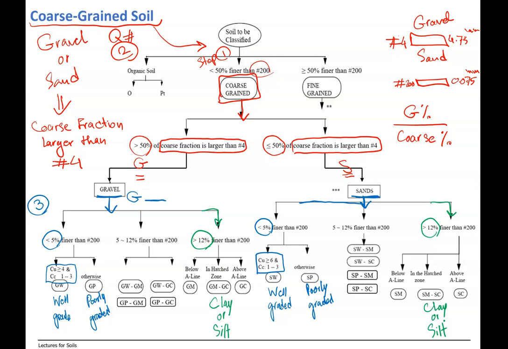So we will use what is called the plasticity chart, which I will show to you later. Using the plasticity chart, we figure out if we have clay or silt. And then we have silty sand, or clayey sand, or a combination of both. Same thing here. We will use the plasticity chart to see if the fines that we have in our gravel are mostly clay or silt, and then we can come up with a symbol, silty gravel or clayey gravel.